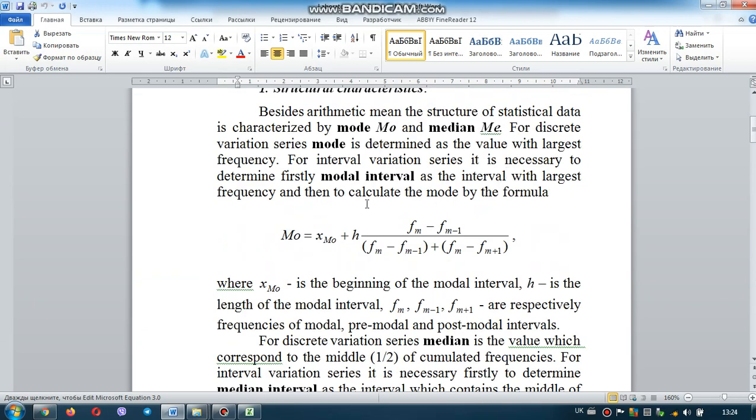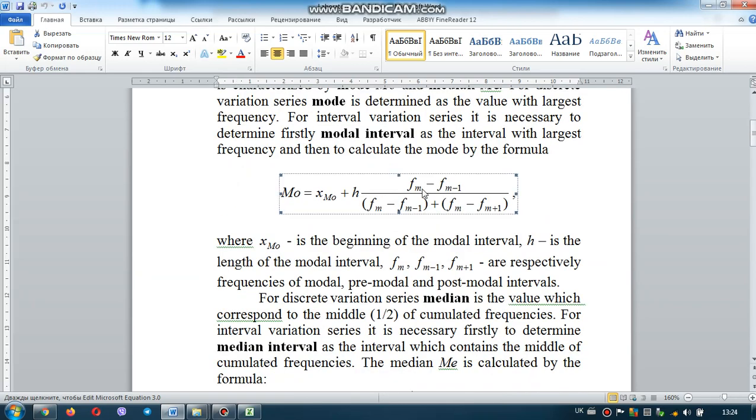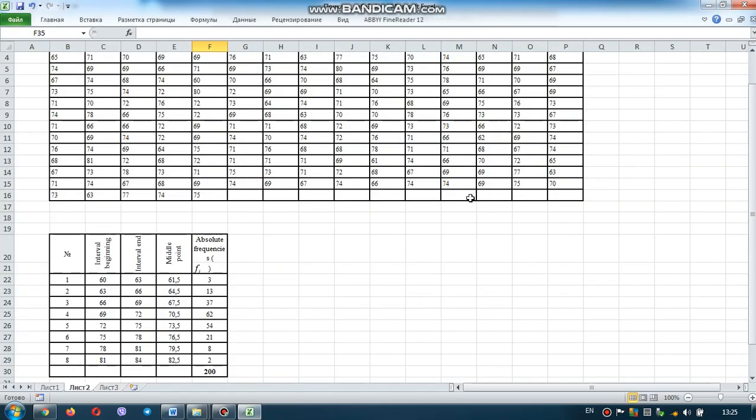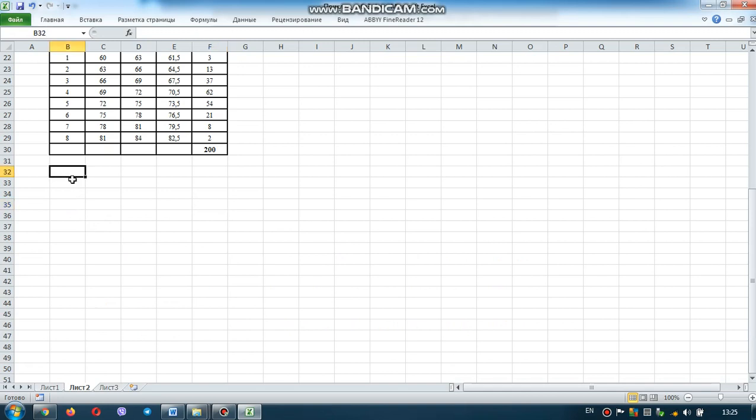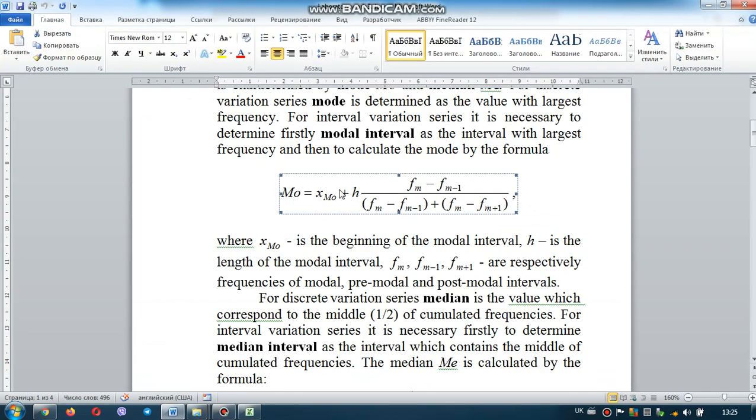So first of all, we have to calculate the mode value. This formula is not complicated, don't be afraid. So let's analyze this formula. X mode, XMO. XMO is the beginning of the model interval.